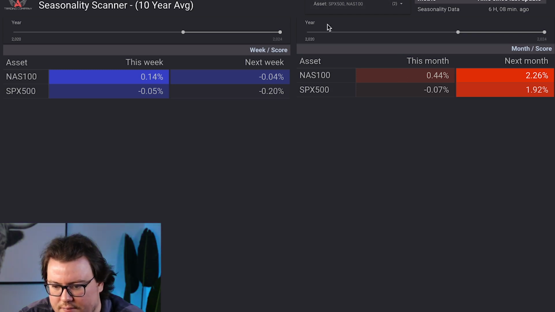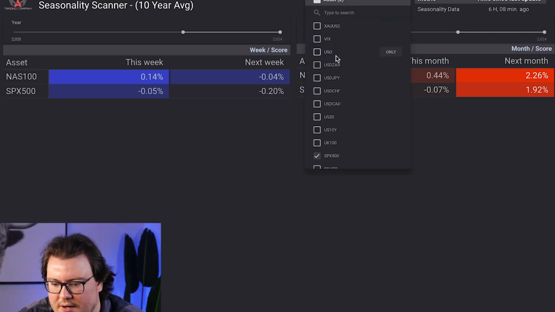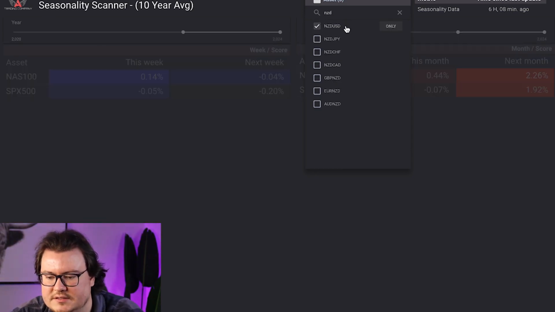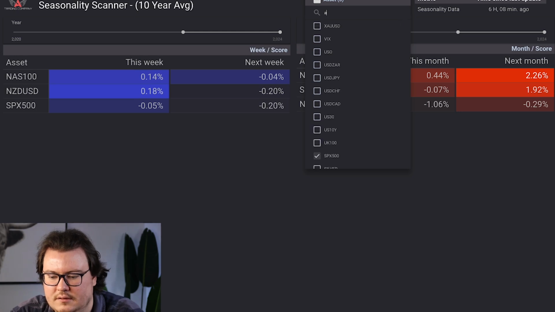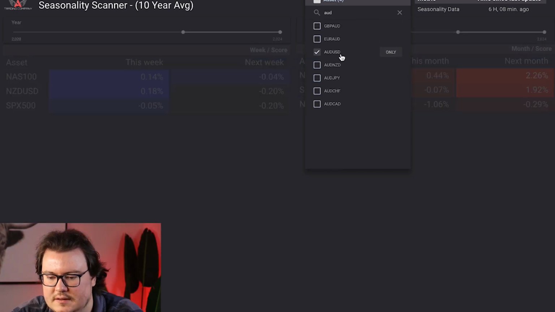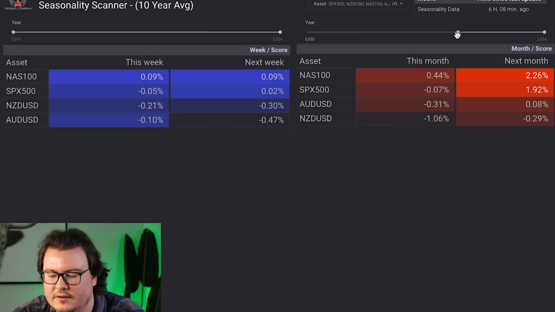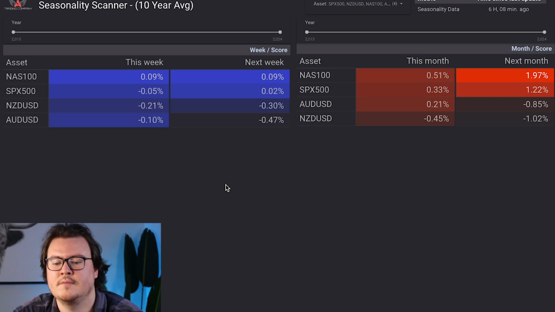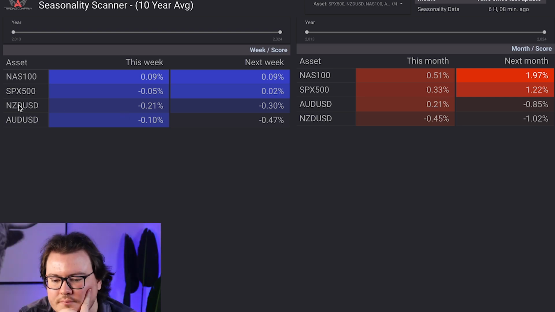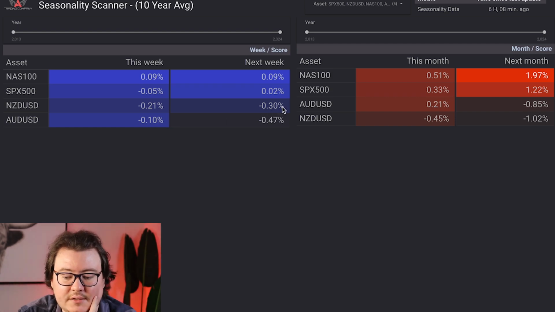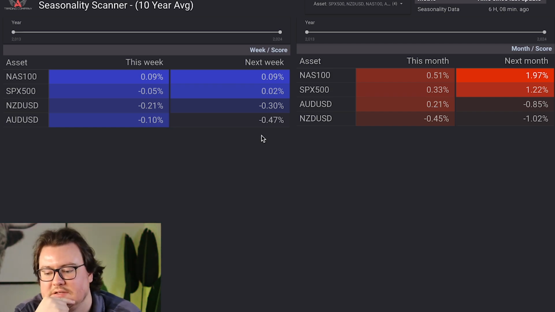Let's take a look at some dollar pairs too. I want to throw some dollar pairs in here. How about NZDUSD? How about AUDUSD? And let's bump it all the way back down to 10 years so we can get all of the available information. And let's see. So this week, historically for NZDUSD, trades a little bit lower. Aussie dollar, same thing, about break even. Next week, even lower though. So that's interesting.